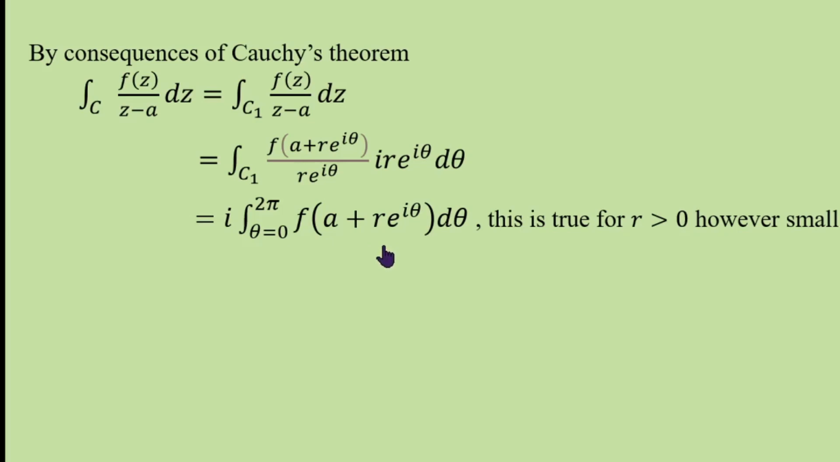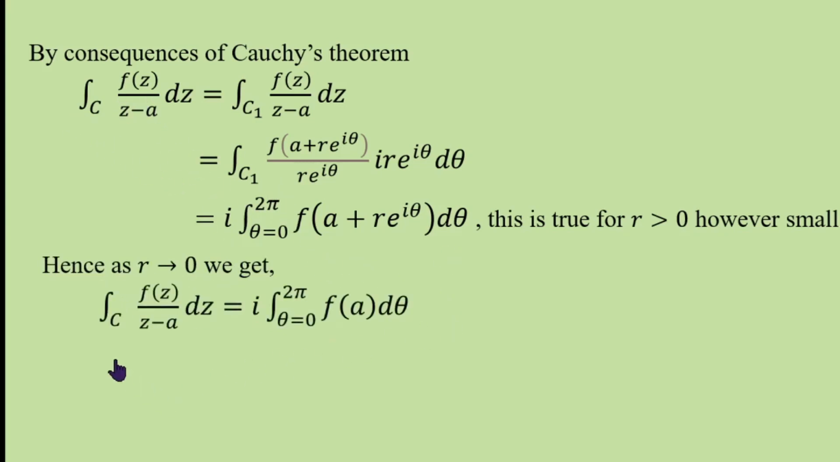Consider r such that the circle is almost a point circle, that means r tends to 0. When r tends to 0, this integral is still the same. Hence the integral over C of f of z by z minus a dz is i into the integral from 0 to 2 pi of f of a d theta, because r is 0. Now f of a is constant, take it outside: i into f of a, the integral of 1 is theta, with upper limit 2 pi and lower limit 0. Therefore it is 2 pi i f of a.